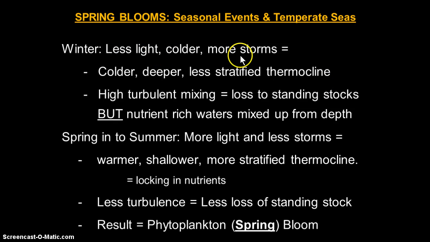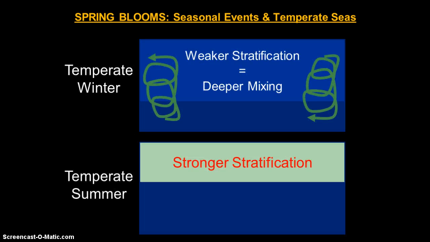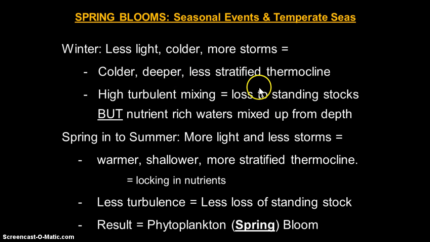So here's all of the characteristics that I laid out for you for the winter state. There's less light, it makes it colder, breaks down the stratification, and we have more storms, right? It means colder, deeper, and a less stratified thermocline, right? Just like I showed here, right? The thermocline deepens, and there's less of a difference between the surface and the depth.